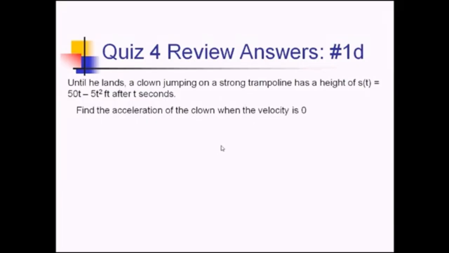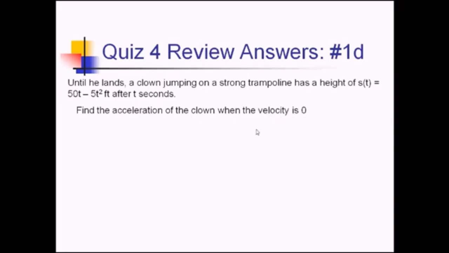For this problem part, we want the acceleration of the clown when the velocity is 0. So we can't just plug 0 into the acceleration formula that we're going to come up with because 0 is not a time. Acceleration takes an input of time and gives you an output of acceleration, the rate of change of velocity. So we need to figure out what time this velocity actually happens at.